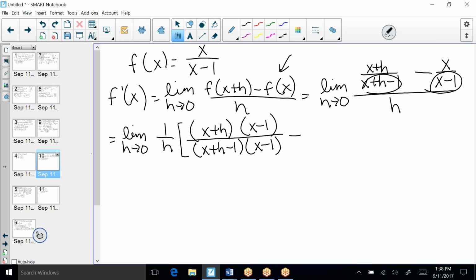All right, same thing with that second term. We're starting with x over x minus 1. That's what we're starting with. But we need the common denominator, so we need to multiply by x plus h minus 1. So we have to multiply the top by x plus h minus 1.